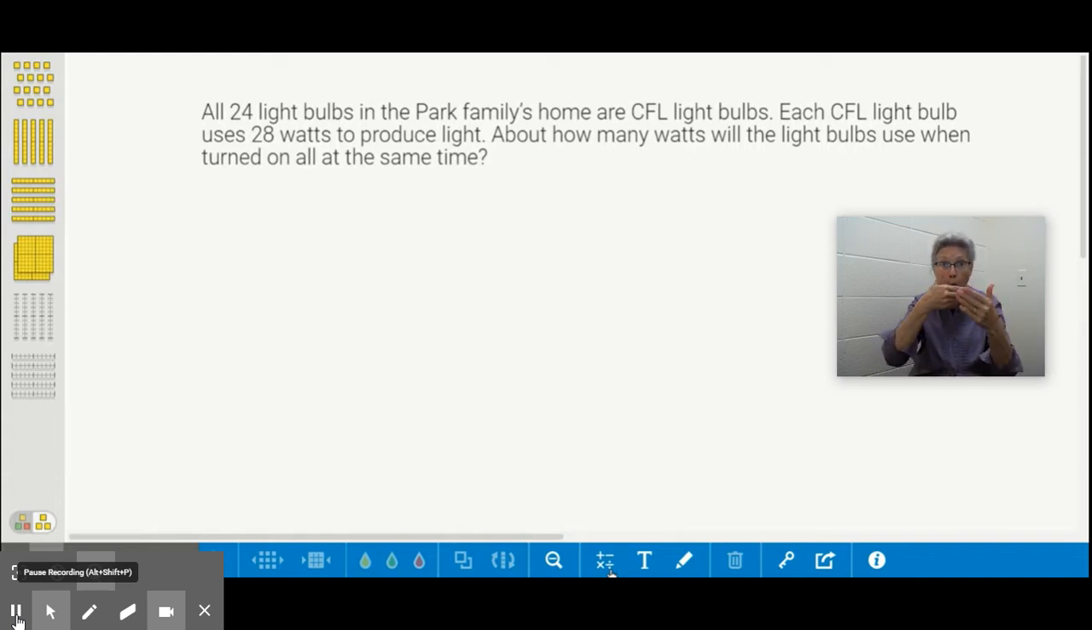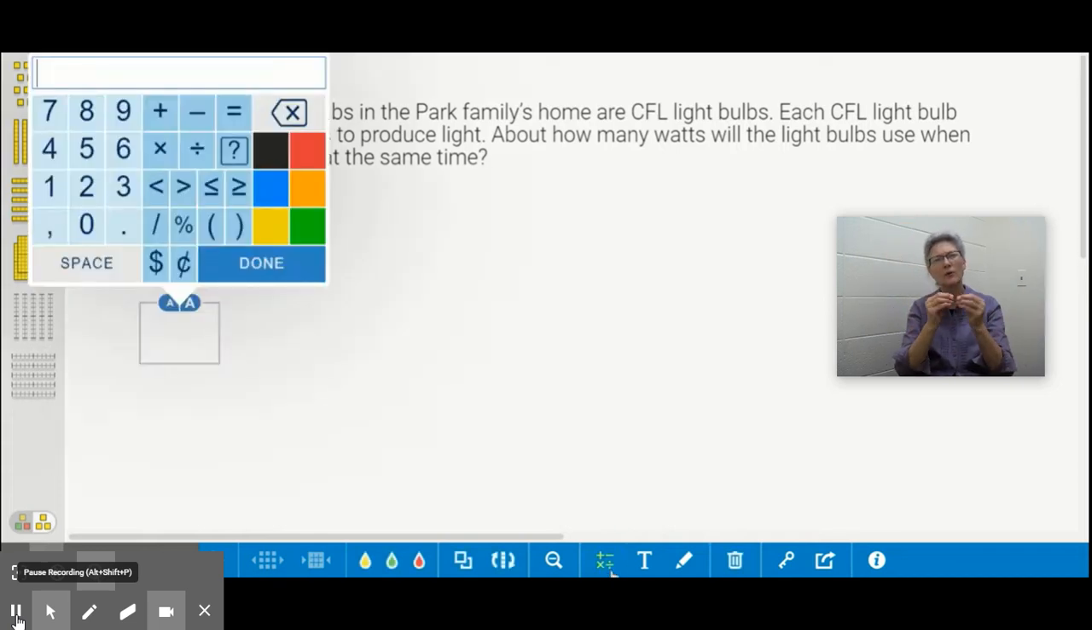So because I'm using estimation again, I'm going to think about what numbers I could round 24 and 28 to make this easier for me to solve. So I know that 24 is between 20 and 30, so I could round it to 20. But I'm thinking the number 25 can be pretty easy to work with, and 24 is close to 25. So I'm actually going to round it to 25, because that's just a compatible number. It's something that's easy to work with.